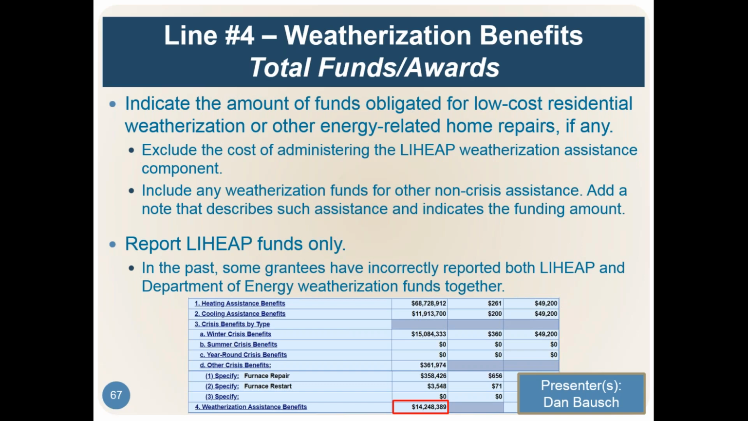We know that some of you have agencies that operate both LIHEAP and the Department of Energy's weatherization program, but the grantee survey is all about reporting on your uses of LIHEAP funds. So you should only report LIHEAP weatherization funds in line 4.